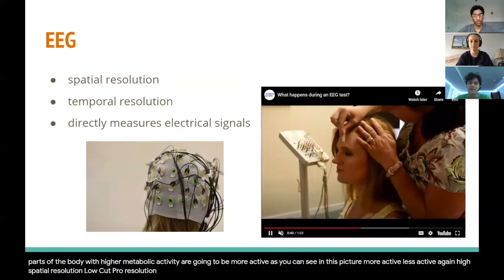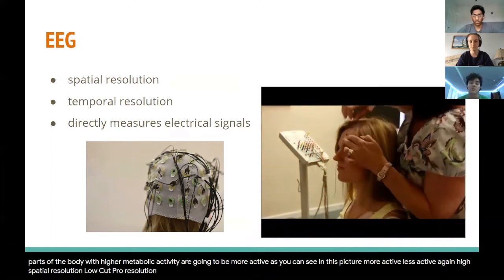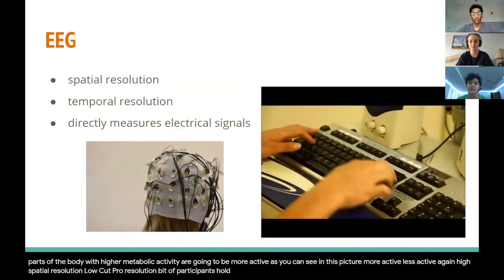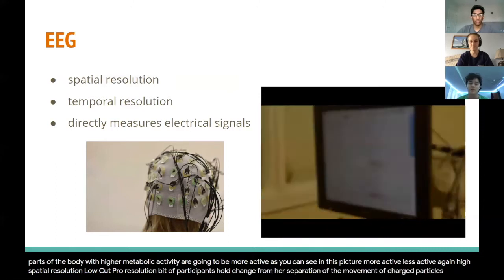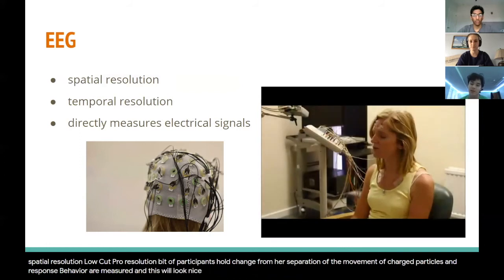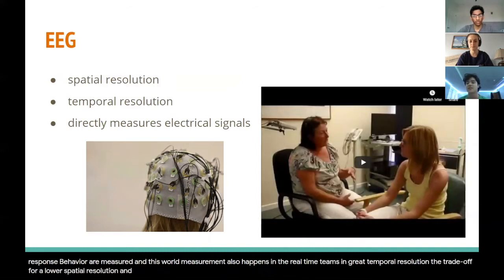So as you can see on the image on the left, during an EEG, sticky electrodes are placed onto a participant's head. And since neurons are polar cells, during an EEG, changes in charge separation and the movement of charged particles in response to behavior are measured. And this form of measurement also happens in real time, which means it has great temporal resolution with a trade-off for a lower spatial resolution. And EEGs are great for studying order of operations and signal magnitude.